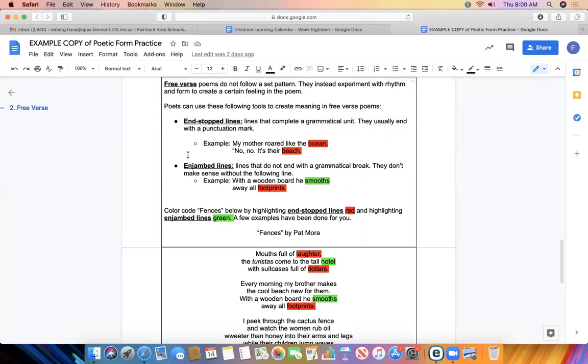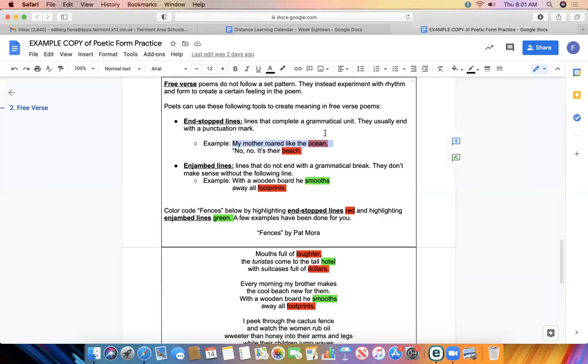This is looking at the end of each line, just the word at the end of each line. And the main question you're asking yourself is, does the line stop right there? Is there punctuation? Does it finish up a certain thought? Or does it extend into the next line of the poem and kind of flow into it? So end stopped lines are these ones that end with punctuation, typically, and are, again, wrapping up a certain thought. So you see an example of that down here.